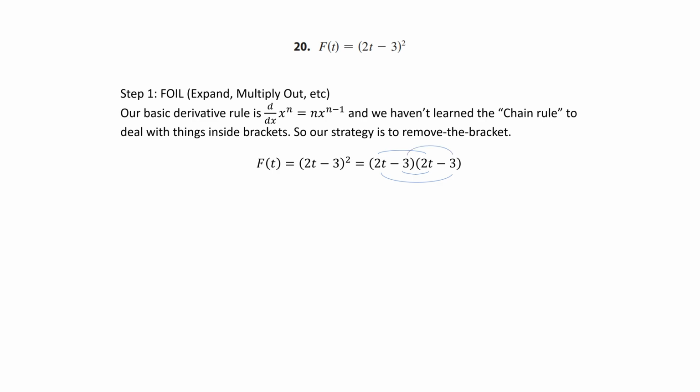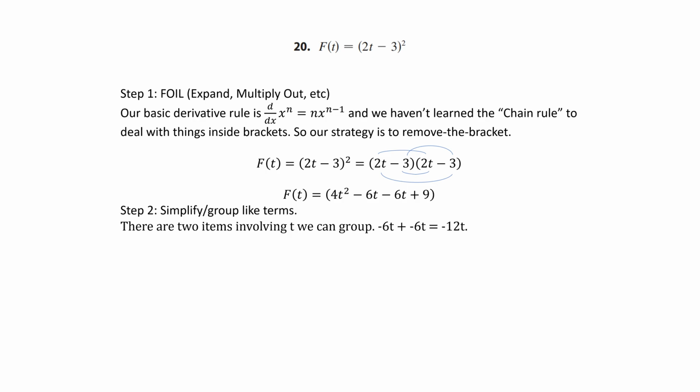So we're just doing 4 quick multiplications. The first term, 2t times 2t, gets you 4t squared. Then you have the outside and the inside terms, which both give you negative 6t, because negative 3 times 2t is simply negative 6t. And then you have plus 9.